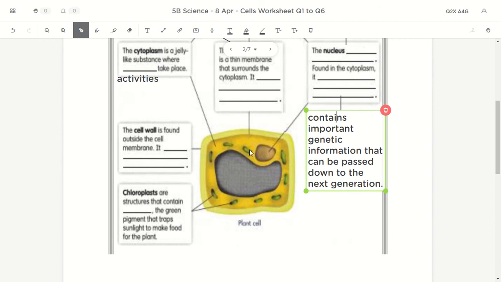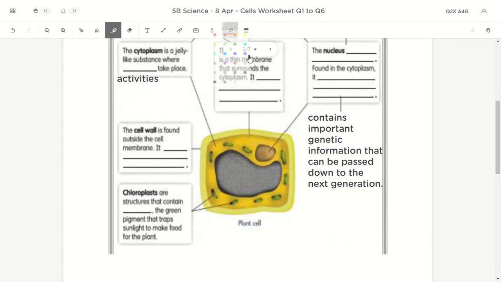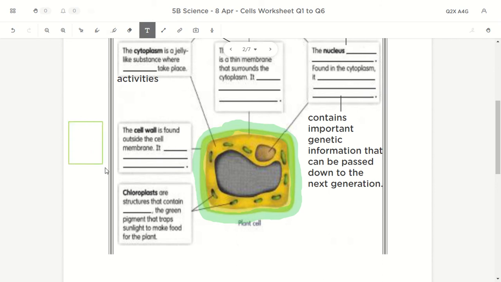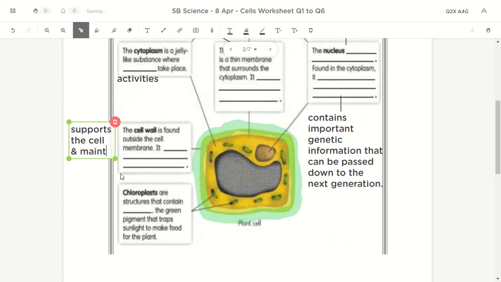So a plant cell has a cell wall. We all know that it is the outer layer here, which I'm going to highlight for you in green. Okay, this is the cell wall. This whole part is the cell wall. It is found outside the cell membrane, correct? And what does it do? I'll write over here. Okay, it supports the cell and maintains its shape. That's why it has a regular shape.